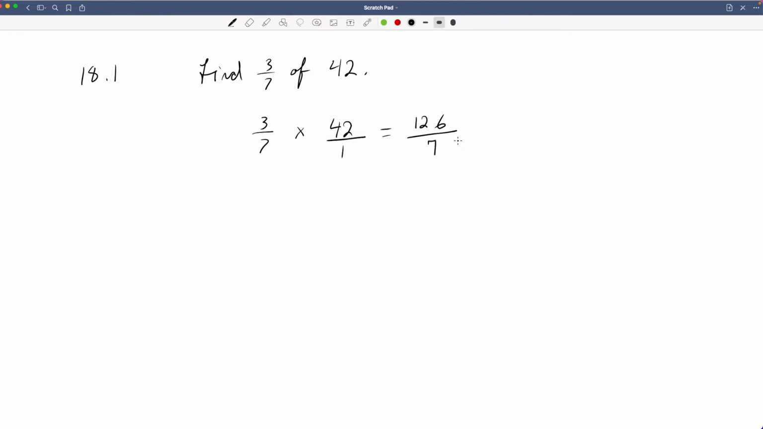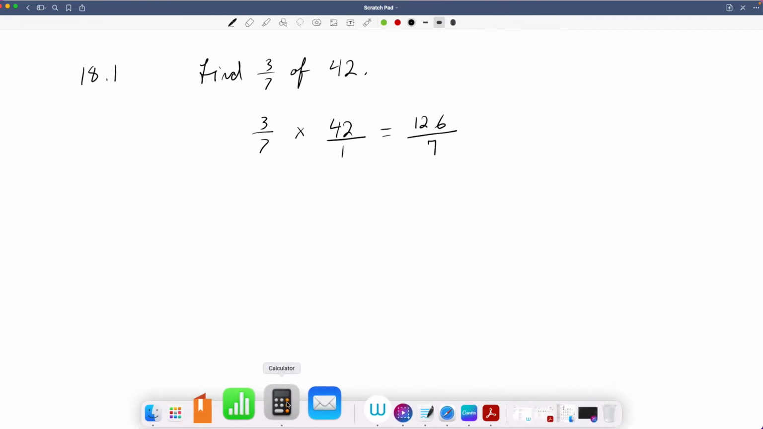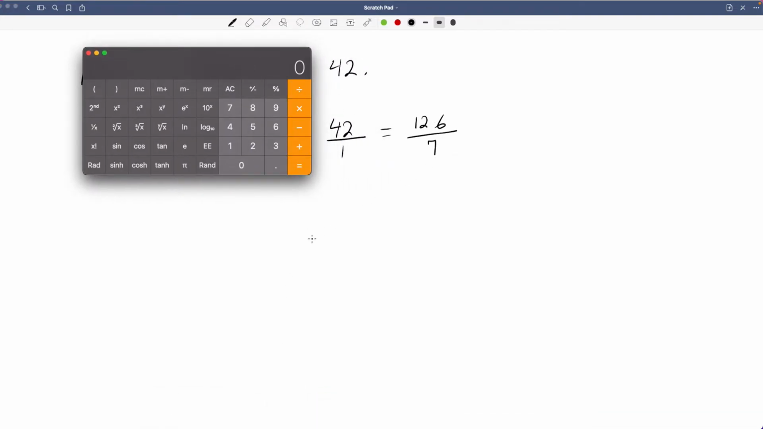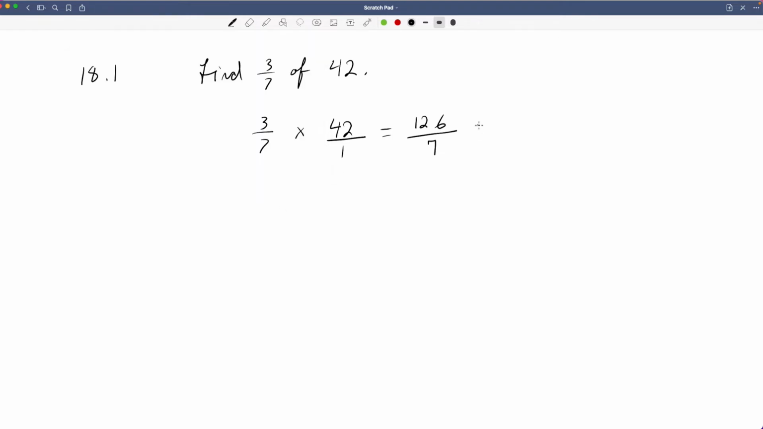So what I highly recommend is whenever you have an improper fraction as an answer, check to see if it is completely divisible by this number. If you get a whole number as a result, then you can reduce it, but only if you get a whole number. So let's check it. 126 divided by 7 is equal to 18. So 18 is a whole number. So when you have that situation, then go ahead and divide by 7.